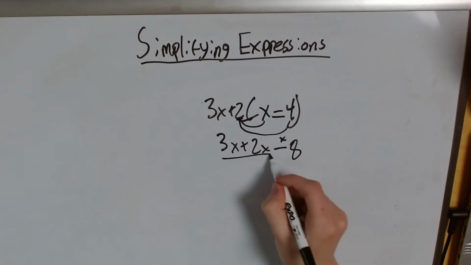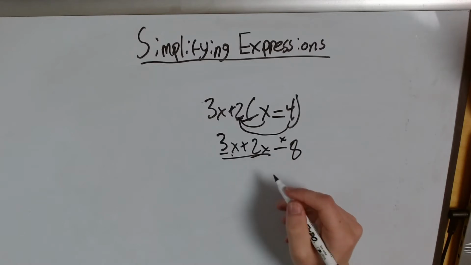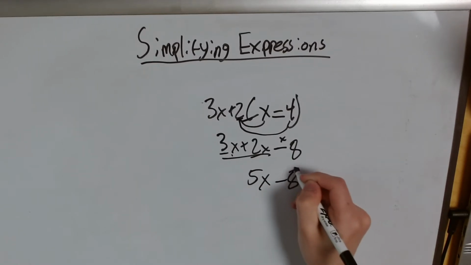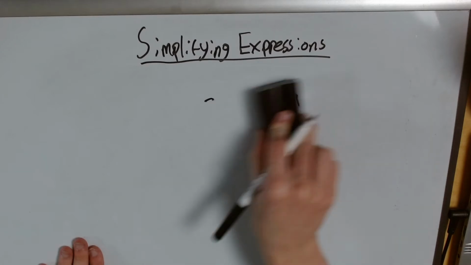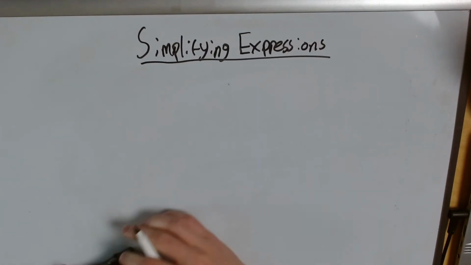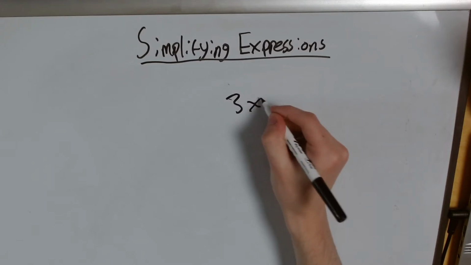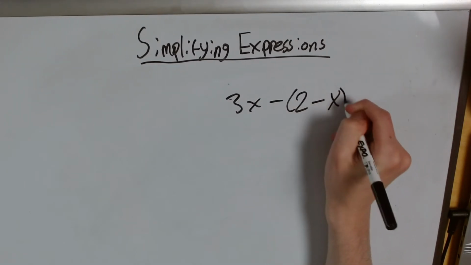I say, hey, these two are like terms. So I add the coefficients together. 3 plus 2 is 5, so I have 5x minus 8. That is my new simplified expression, right? We can also use the distributive property in more tricky examples. Let's say I have something like this: 3x minus, in parentheses, 2 minus x.